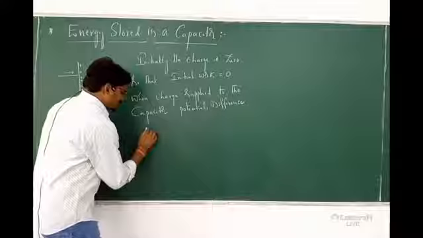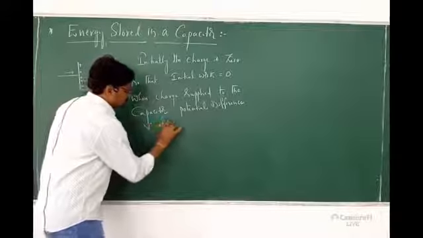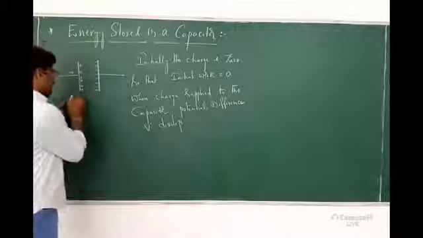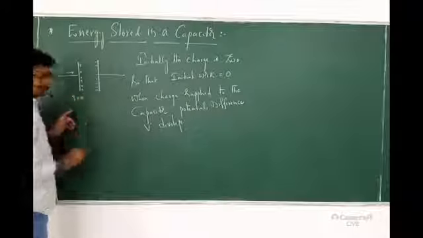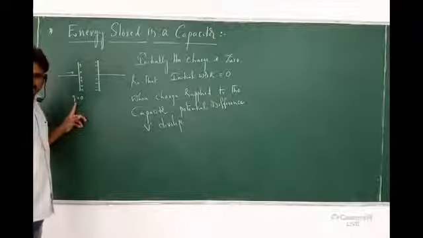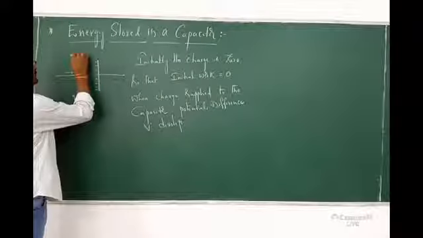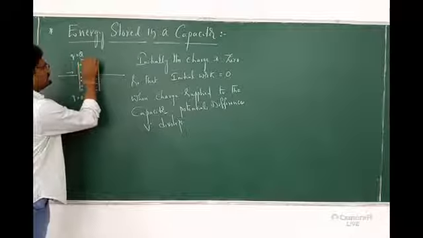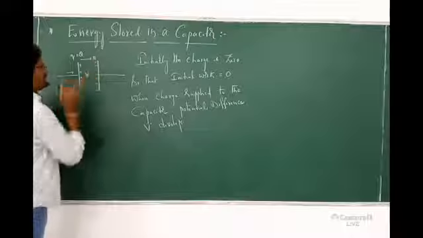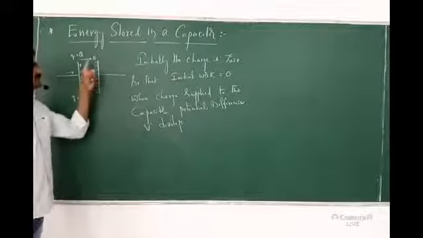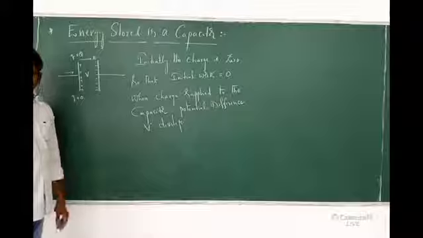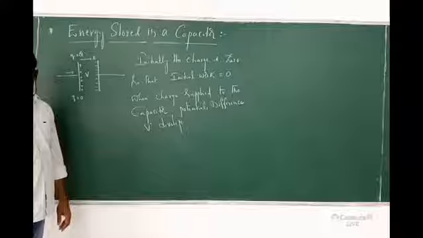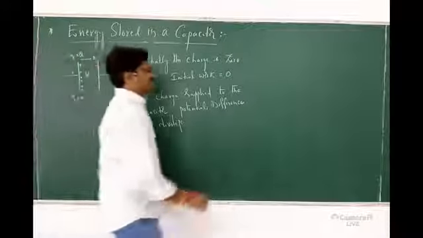Potential difference V develops. When I am giving the charge, initially Q is equal to 0. What is my charge initially? 0. How much am I giving? Q is equal to up to capital Q. Then what will happen inside? There will be an electric field, there will be a potential when I start giving the charge.